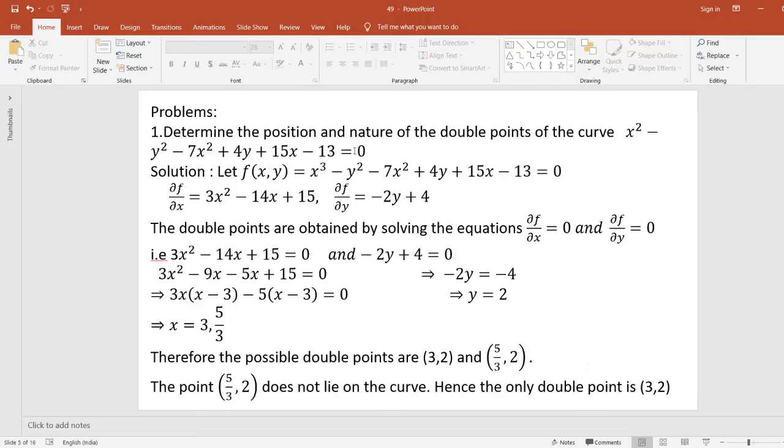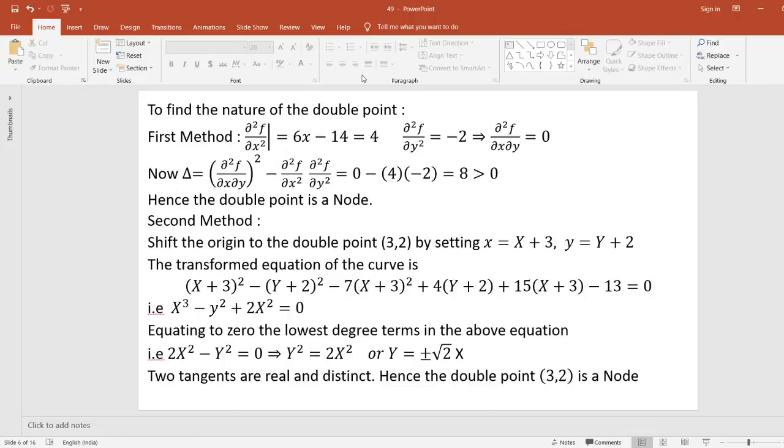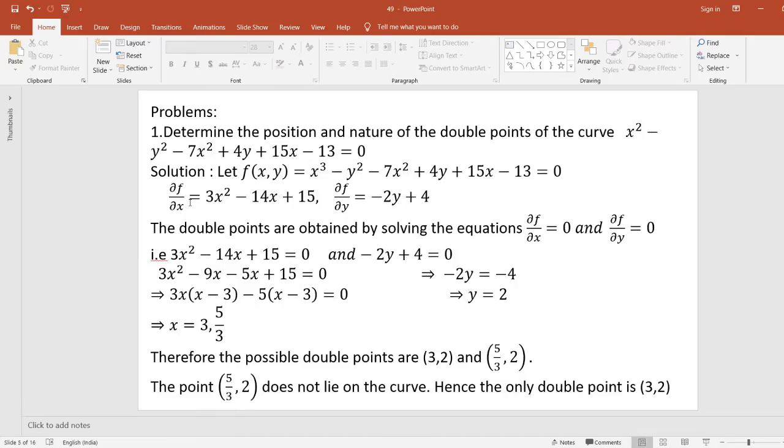Now we have to find out the nature of the double point. Look here. First method, there are two methods to find out. I have already explained the working rule to find out the double point. So look here. First method, del square f by del x square, we have already found del f by del x. Again we have to differentiate this one. What we have, 6x minus 14.